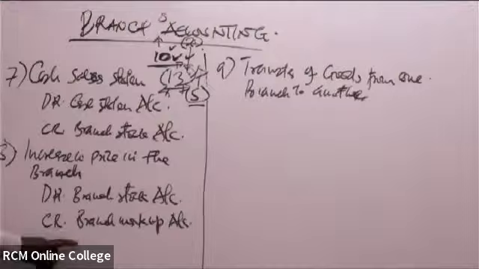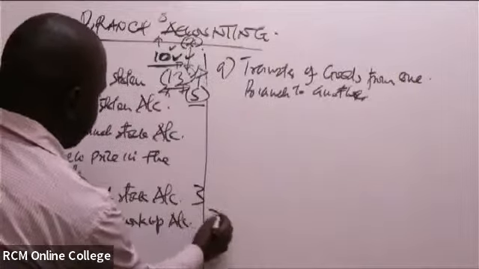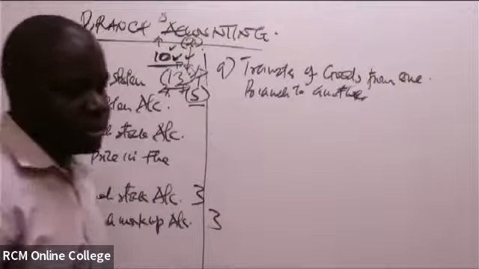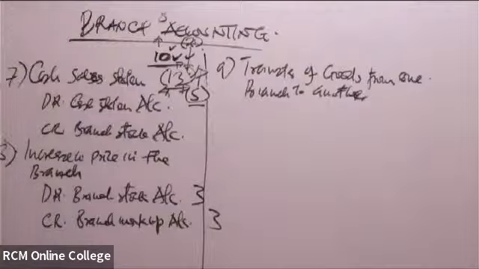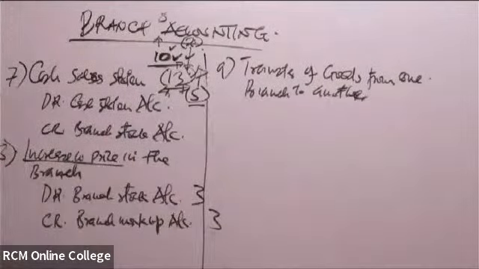So only the markup changes. The increase in price is 3. So this one will be 3, this one will be 3. You debit by 3, you credit by 3, because of the increase in price.